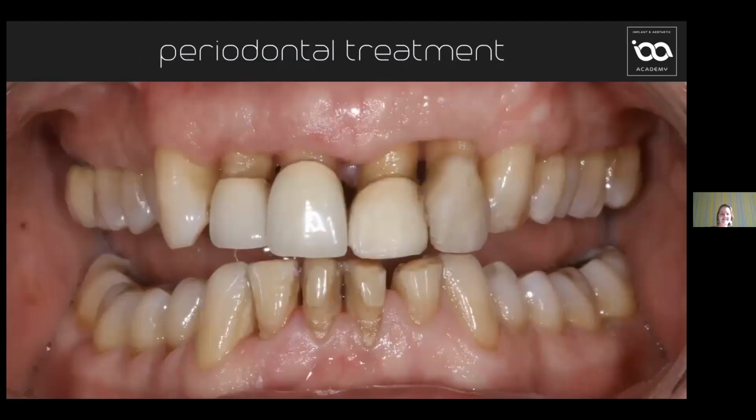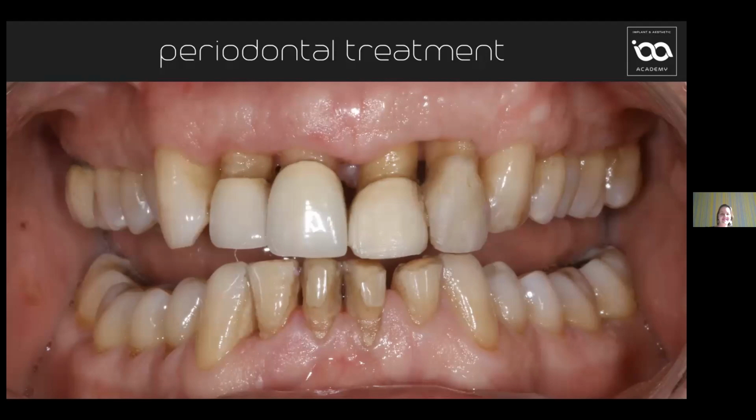So we carried out the periodontal treatment. It was generalized periodontal treatment. And in fact, my situation from an aesthetic point of view got worse, because now we can see the soft tissue has receded, and we need to start thinking about treatment options.